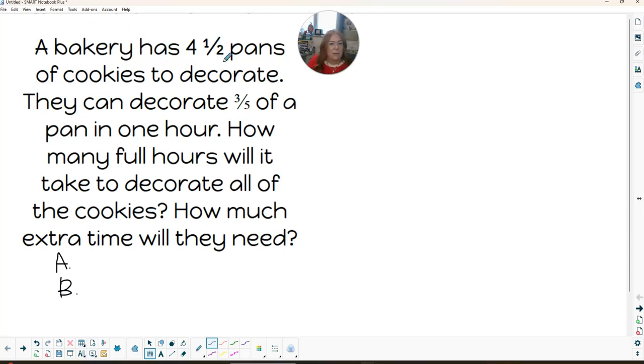So we start here, we have 4.5 pans. That's what we are starting with. And we are dividing that into 3/5 of the pan. So we're dividing it up into groups of 3/5. So we need to make this improper. So 4 times 2 is 8, plus 1 is 9. Got ahead of myself there. And then we are dividing that by 3/5.